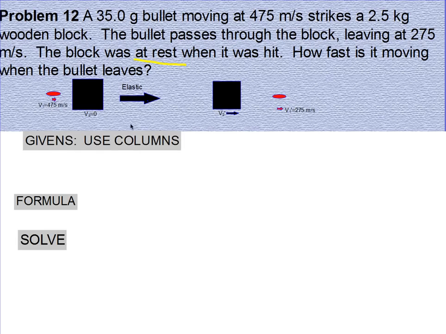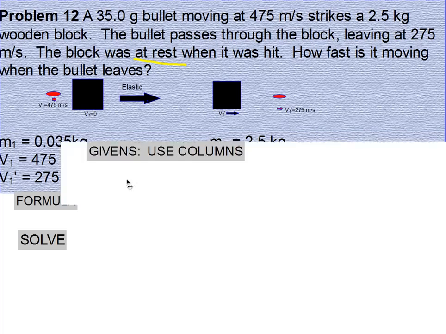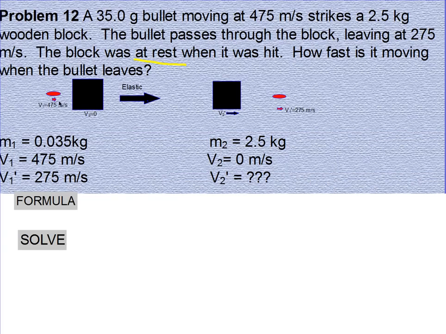Now write down your givens and use columns. The first mass is the bullet, and I've converted that to kilograms. 35 grams is 0.035 kilograms. The velocity of the first bullet is 475 meters per second, and its final velocity is 275 meters per second. Looking at my second mass, the block, it has a mass of 2.5 kilograms. Its initial velocity is 0, and we're looking for its final velocity.